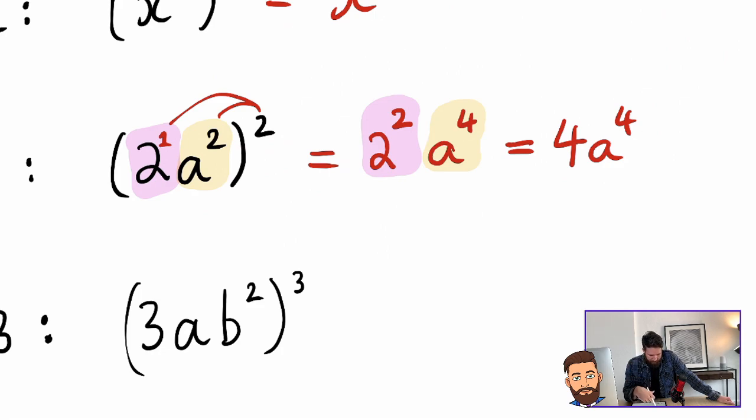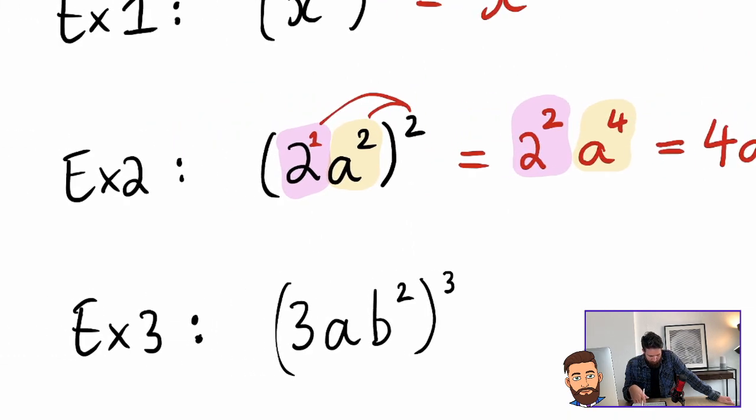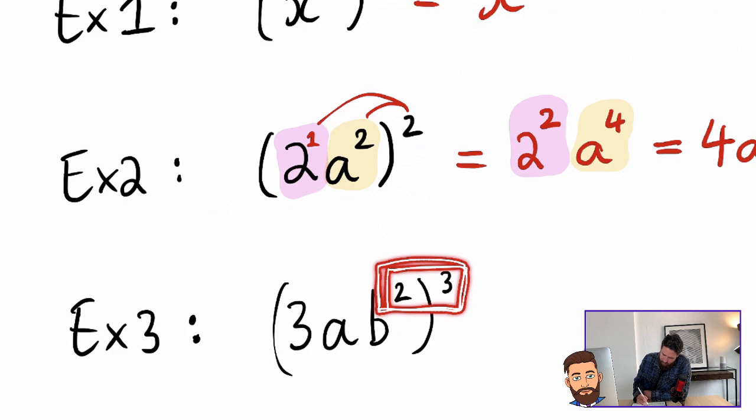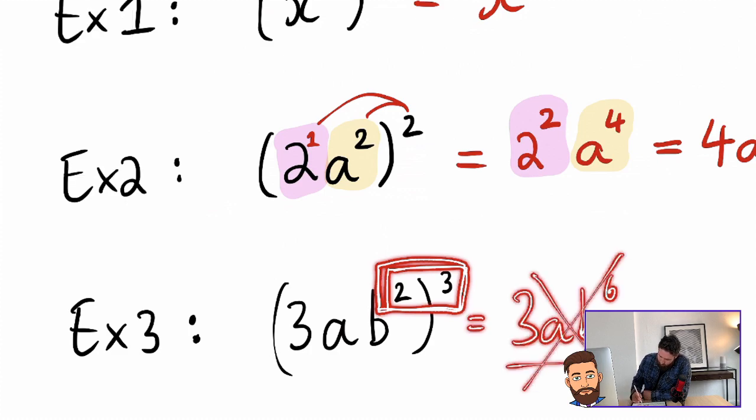So let's look at this with one last example before I'm going to let you go and have a practice at those worksheet questions. The answers to those questions will be in the description. But what have we got here? We've got 3ab^2 raised to the power 3. Well, again, most students would just do that bit there. They would only times 2 and 3 together, and they would write 3ab^6, which is completely wrong, because they've ignored the other two terms, the 3 and the a.